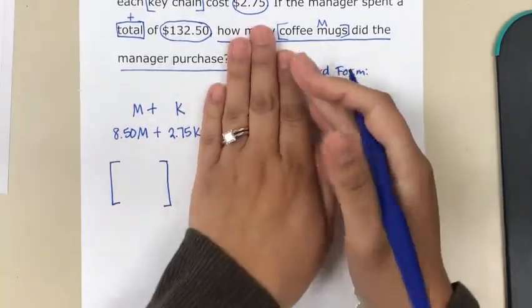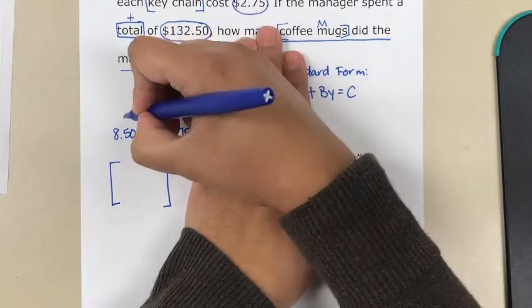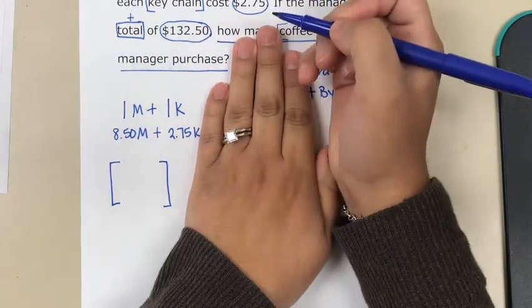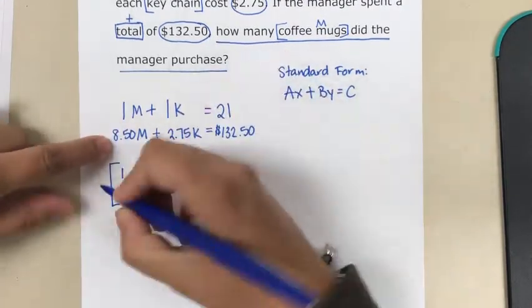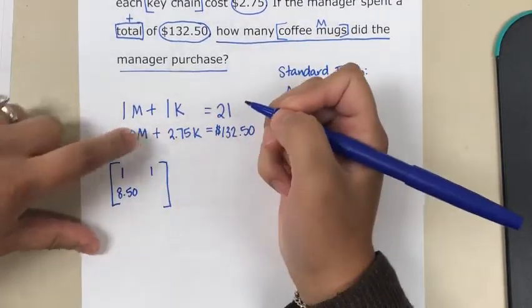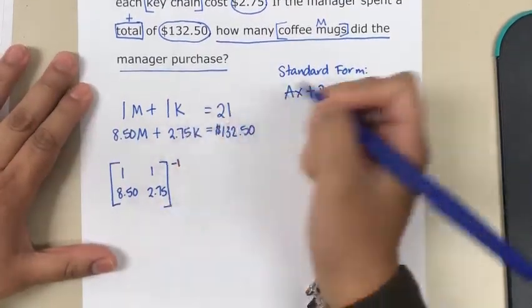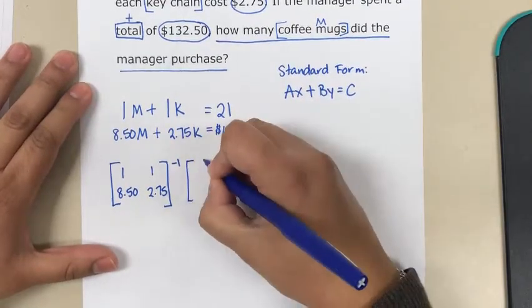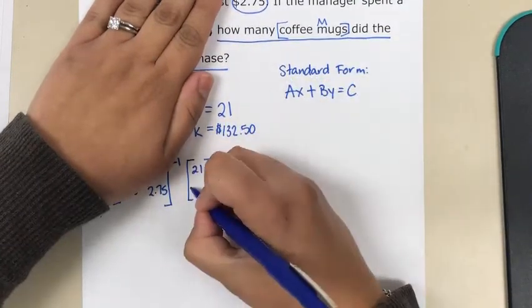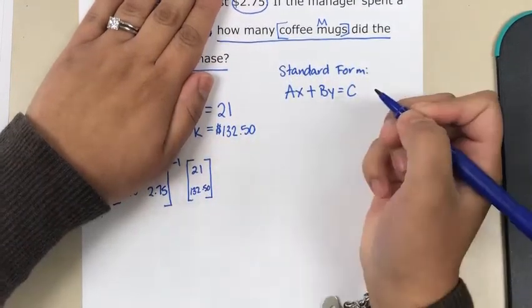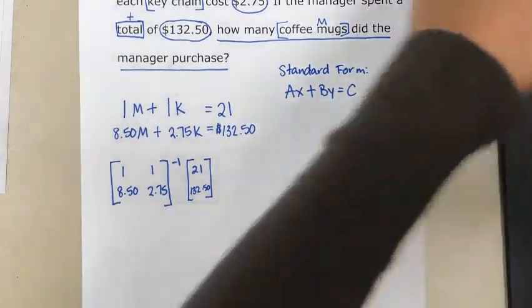Okay, I'm going to focus on just this side first. I'm going to take all my coefficients or all my numbers. If you don't see a number in front of the variable or in front of your letter, remember it's a 1. So I have 1, 1, 8.50, and then I have 2.75. I'm going to do the little inverse, and then my next one is going to now be what's on the right side of the equal sign, which is 21 and 132.50. Okay, if you're still struggling putting this into a matrix, I'm going to show you a trick real quick.